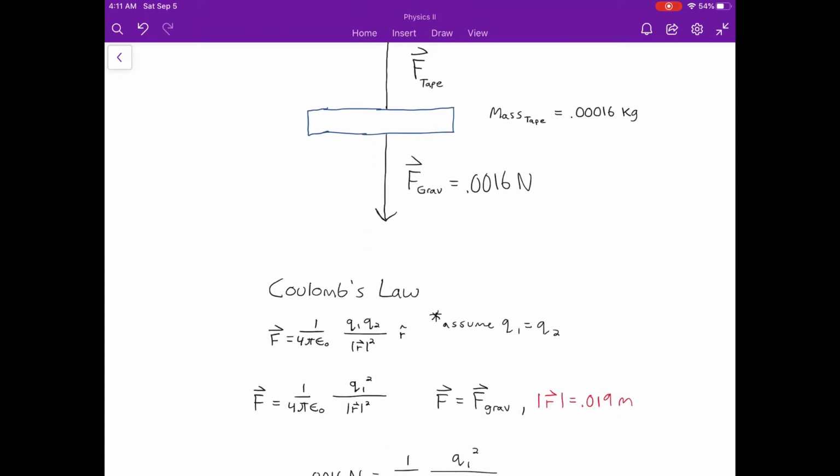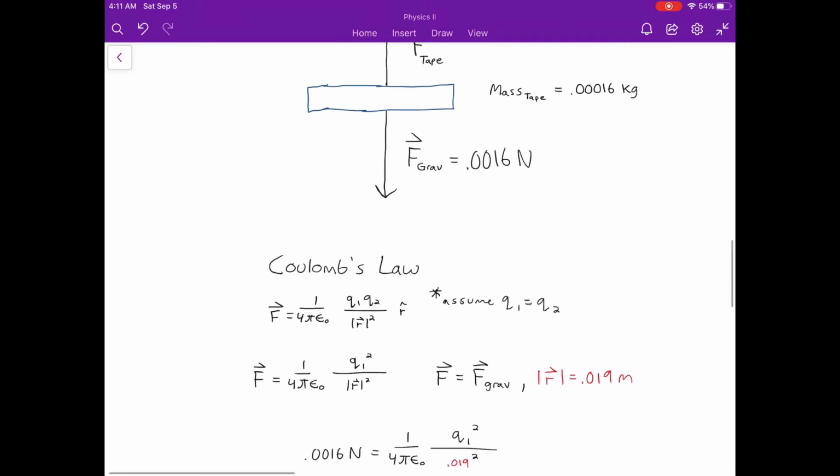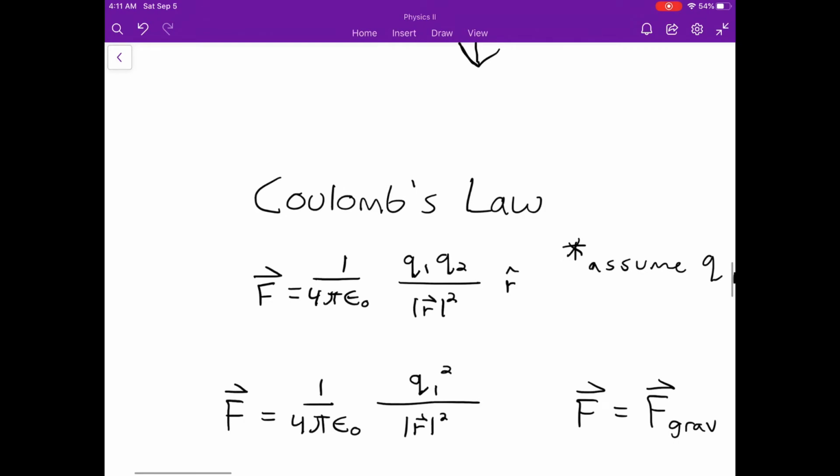Knowing this force is equivalent to the electrical force, the charge of the tape could be found using Coulomb's law, an equation that models the force experienced by a charge placed in an electric field. In this experiment, Q1 and Q2 represent the charges of the pieces of tape, and the magnitude of the r vector represents the distance between the two pieces.